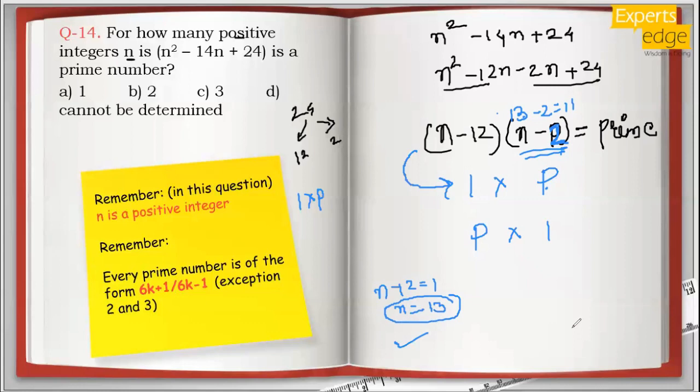Now look at the second part. If I take this as prime number and this as 1, so I know n minus 2 is equal to 1. That means n is equal to 3. So if I keep n as 3 here, this will come out to be minus 9, and minus 9 is not a prime number, so n equal to 3 will not go. So again, the answer of this question is that there is only one integral value of n for which it will satisfy. So answer is 1.